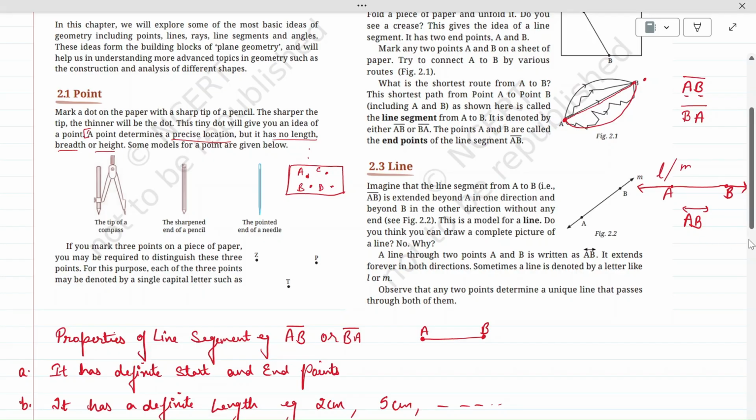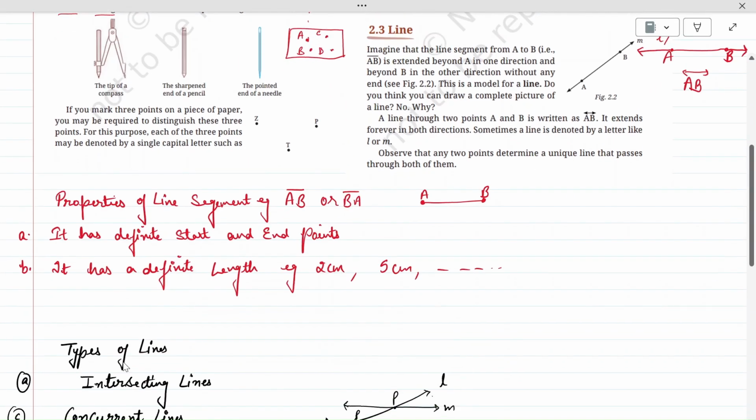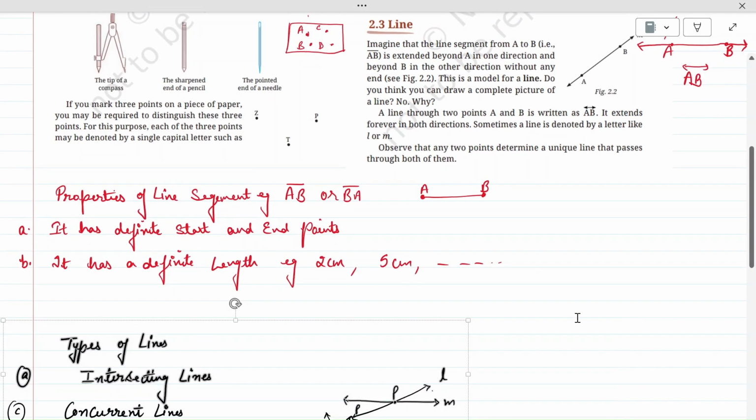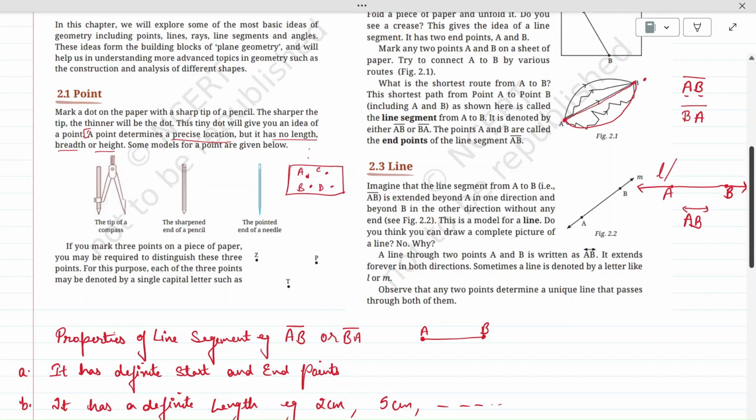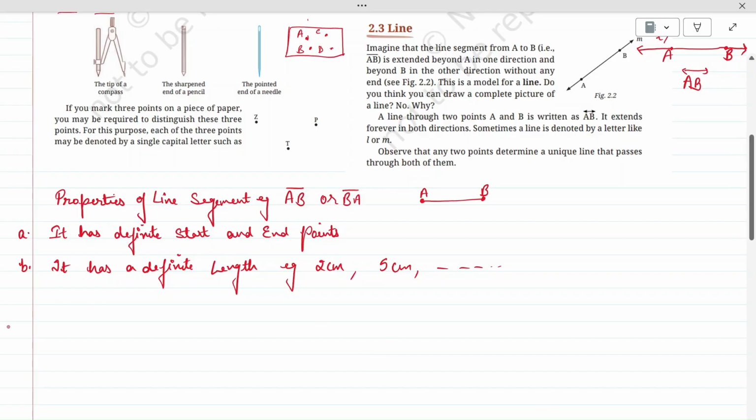So I am also writing here the properties of a line. A line will be represented with 2 arrows, which means it can be extended in both directions infinitely. And we can denote it with L or M. I am denoting this with M here.